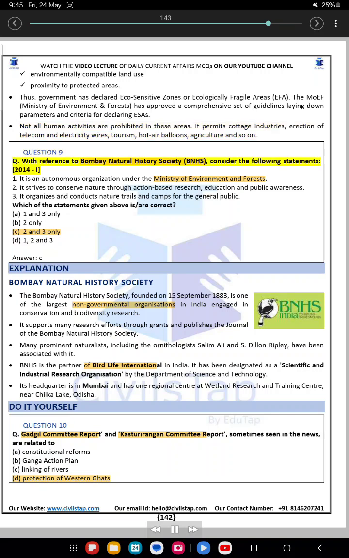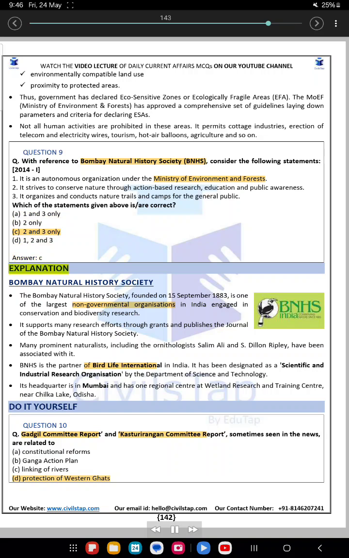Question 9. With reference to Bombay Natural History Society, BNHS, consider the following statements. 2014 I. 1. It is an autonomous organization under the Ministry of Environment and Forests. 2. It strives to conserve nature through action-based research, education and public awareness. 3. It organizes and conducts nature trails and camps for the general public. Which of the statements given above are correct? A. 1 and 3 only, B. 2 only. C. 2 and 3 only, D. 1, 2 and 3.